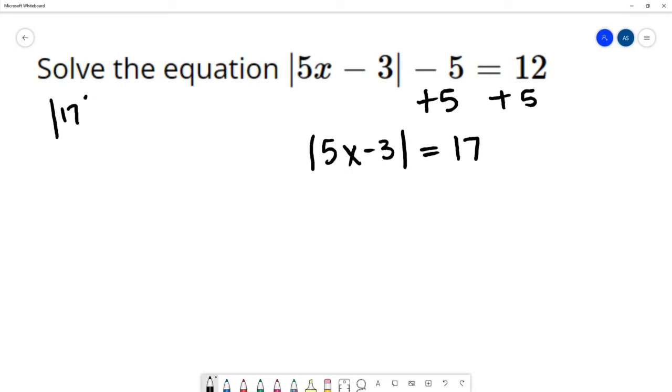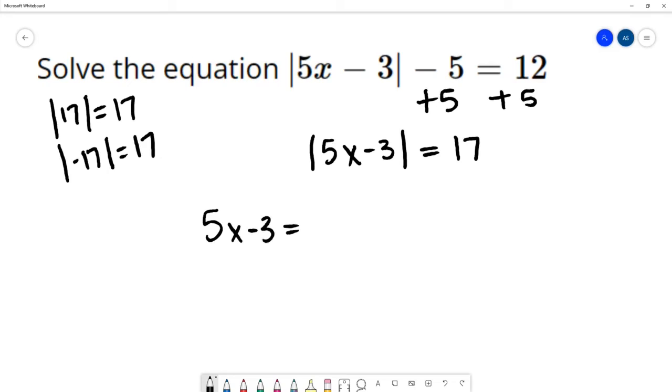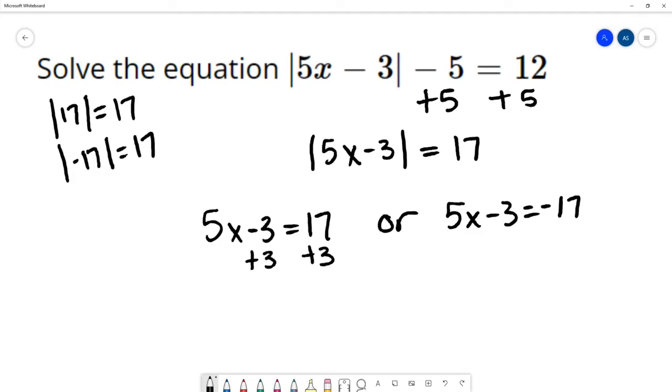Absolute value of 17 equals 17. Absolute value of negative 17 is 17. So let's write those two cases. 5x minus 3 equals 17, or 5x minus 3 equals negative 17. We're going to solve for x on each equation by adding 3 to both sides. That gives 5x equals 20. Divide by 5 and we get x equals 4.